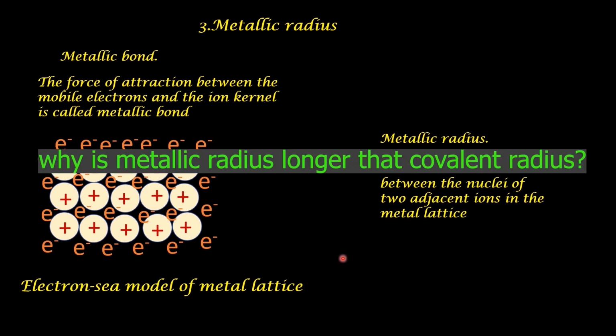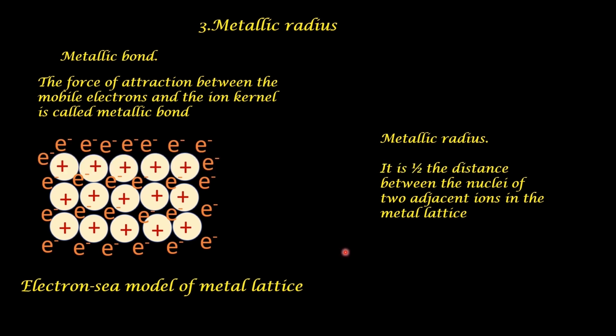What is the reason for the metallic radius being bigger than or longer than the covalent radius? This is because in the metallic radius, the mobile electrons are moving freely and their force of attraction is less. In the case of covalent radius, the shared pair of electrons are strongly attracted by the nucleus, so the force of attraction is more. This makes the covalent radius smaller or shorter than the metallic radius. I hope these points are quite clear.